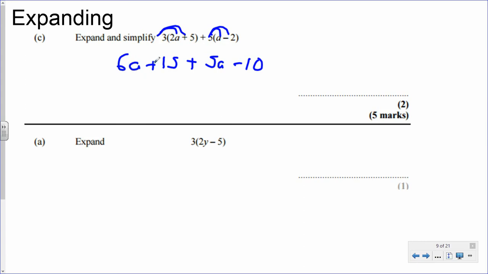Now I need to simplify. 6a plus 5a, well, that is 11a. And then I've got 15 minus the 10, that is going to be just 5. Okay, quick expansion here. 3 times 2y, that's 6y. 3 times minus 5, that is minus 15. So expansion there.